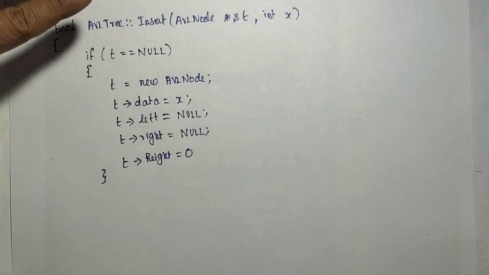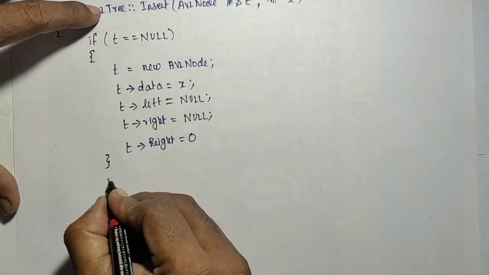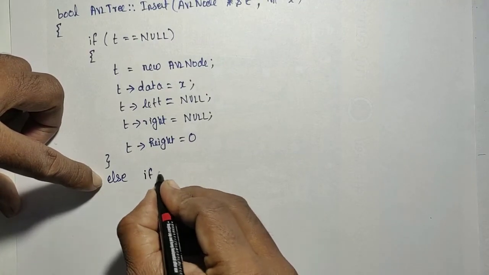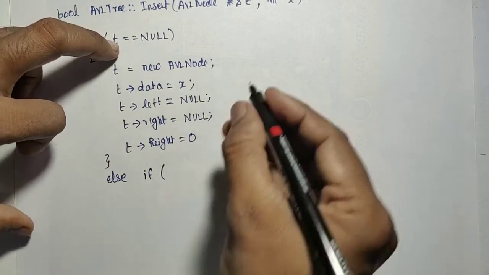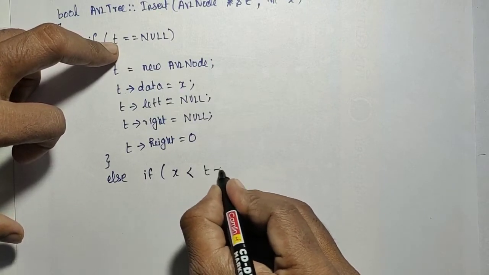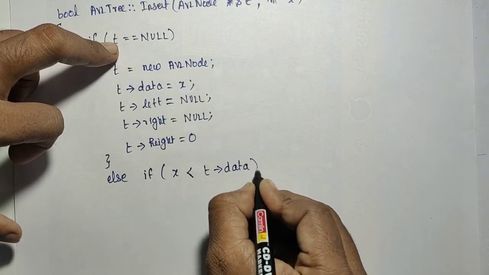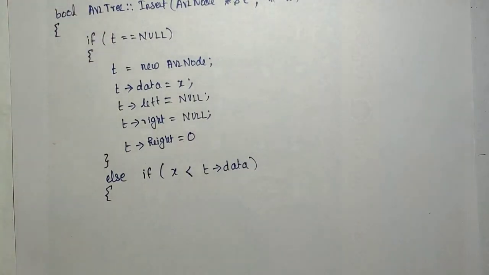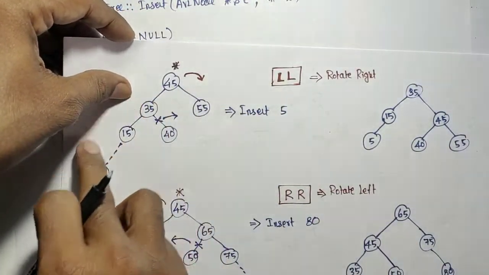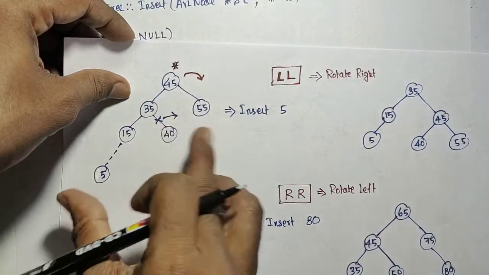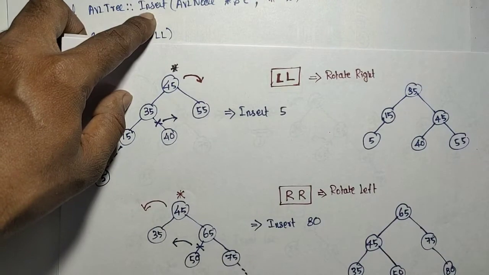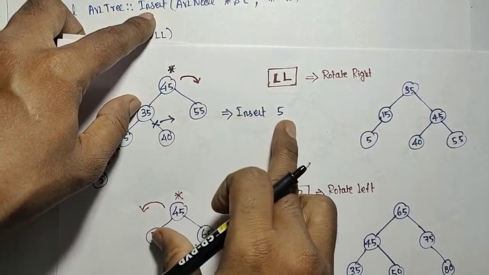So this is the case if t equal to null. Else, t is not equal to null, there are two cases. If x is less than t of data, then I have to look for the 5 to be inserted on this left subtree. To insert the 5 on the left subtree, I can use the same algorithm, insert of left of the t comma x.